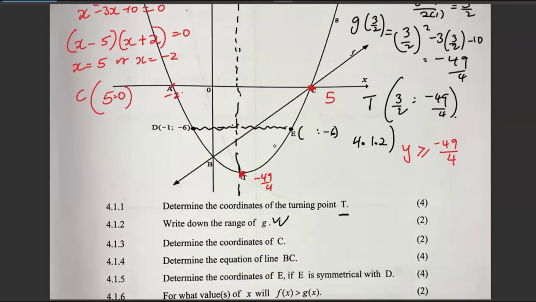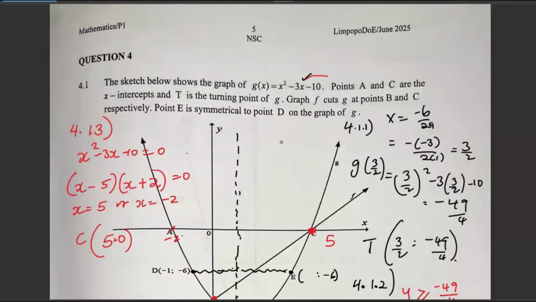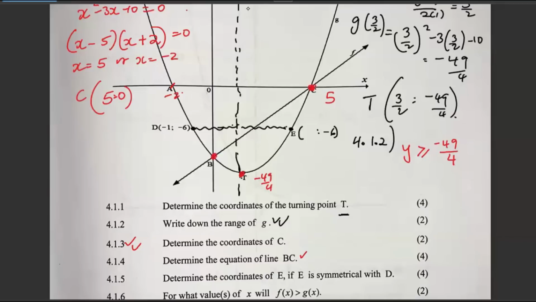Then 4.1.4, determine the equation of BC. For us to get the equation of BC, which is a straight line, we already have this point as 5. We can get this point here, which is the y-intercept. This -10 here is automatically our y-intercept because x will be 0 at this point. So all we need is to find the gradient. I don't know, why did they give it 4 marks?